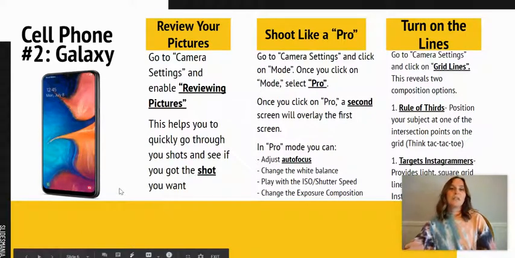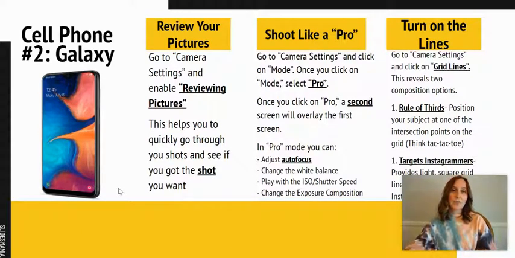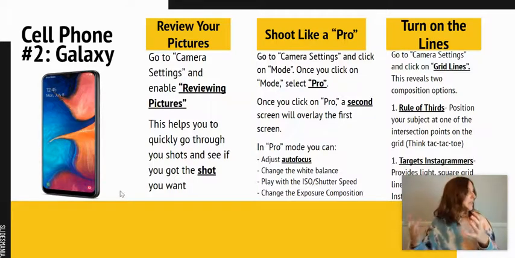First of all, there is an option on the Galaxy to review your pictures. If you go to camera settings and you enable, meaning you turn it on, reviewing pictures, this will help you to go through your pictures quickly to see if you got the shot you want. You don't always have a ton of time to take pictures. So in order to not waste a bunch of time, if you have a Galaxy and you enable this feature, you're able to go through all of your pictures to see if you got the shot that you want.